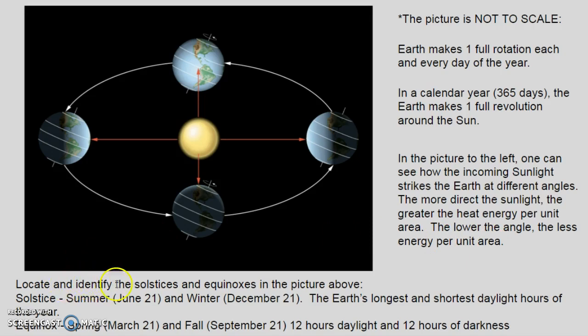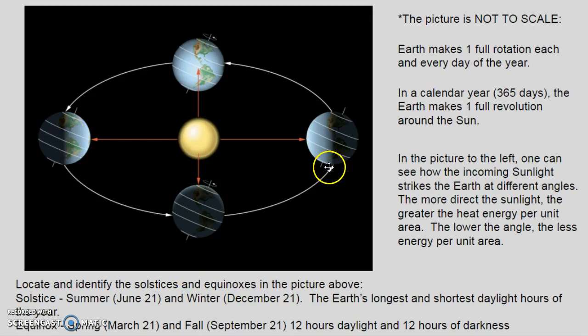Here I'm going to have you locate and identify the solstices and the equinoxes in the picture above. The summer solstice is June 21st and the winter solstice is December 21st. Let's find where the summer solstice for the northern hemisphere is, June 21st. That's where the sun is the highest overhead. We're in the northern hemisphere, and you'll find that over here the northern hemisphere is tilted towards the sun. Therefore the Tropic of Cancer is receiving the most direct sunlight. This location over here is June 21st.